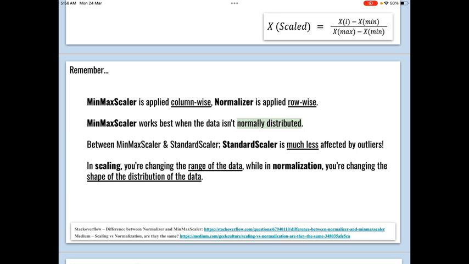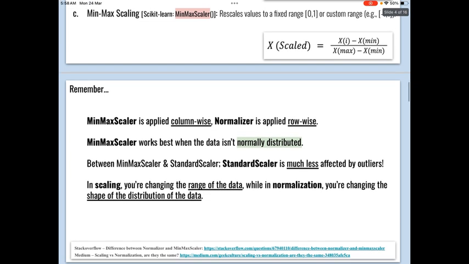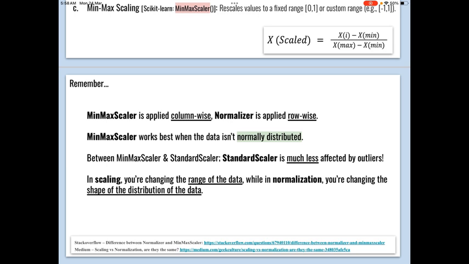MinMaxScaler works best when the data isn't normally distributed. Between MinMaxScaler and StandardScaler, StandardScaler is much less affected by outliers, and usually we use StandardScaler all the time. In scaling, we are changing the range of the data, while in normalization, we are changing the shape of the distribution of the data. And I have found these two beautiful blogs. Feel free to check them out. The first one is on Stack Overflow. The second one is on Medium. I will add both links down below.